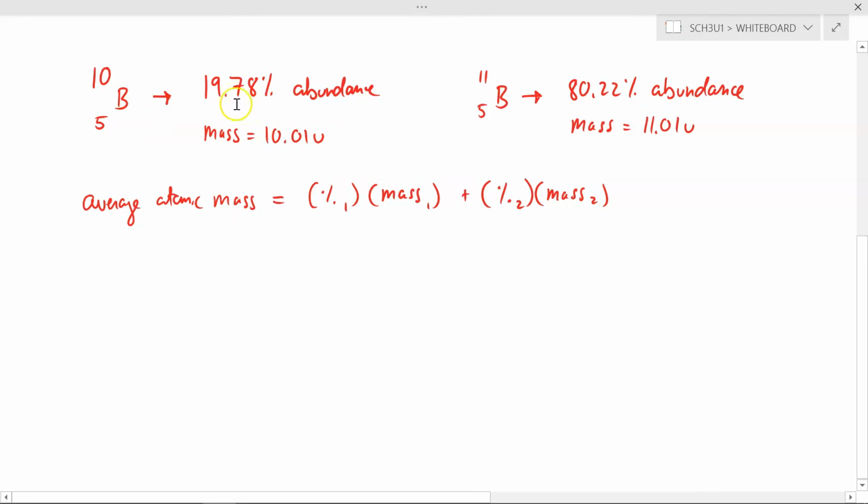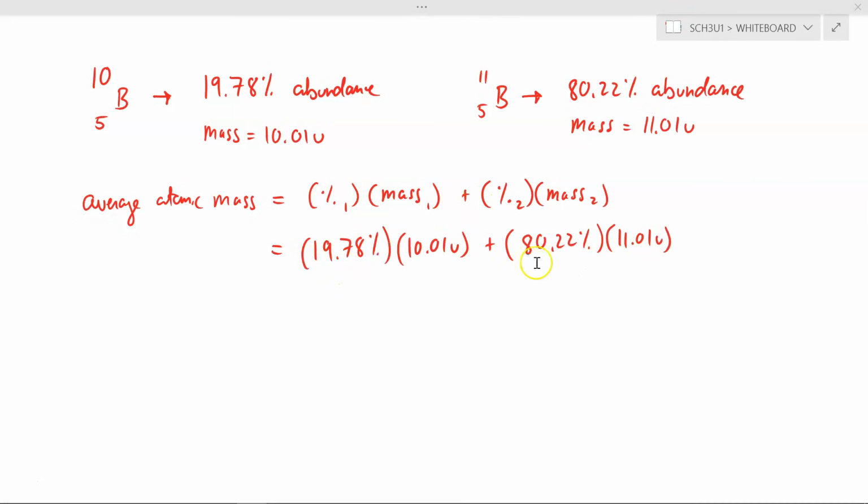Anyway, boron-10 has a 19.78% abundance and a mass value of 10.01 atomic mass units, while boron-11 has an 80.22% abundance and a mass number of 11.01 atomic mass units. So I'm going to plug these values into the equation here, and I'll end up with this. Now here is a common mistake students will make. You cannot leave these percentages as a percent. You must convert them first into a decimal value.